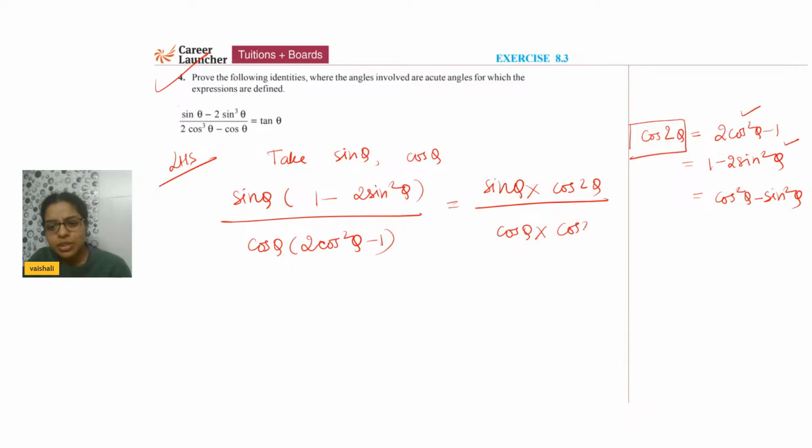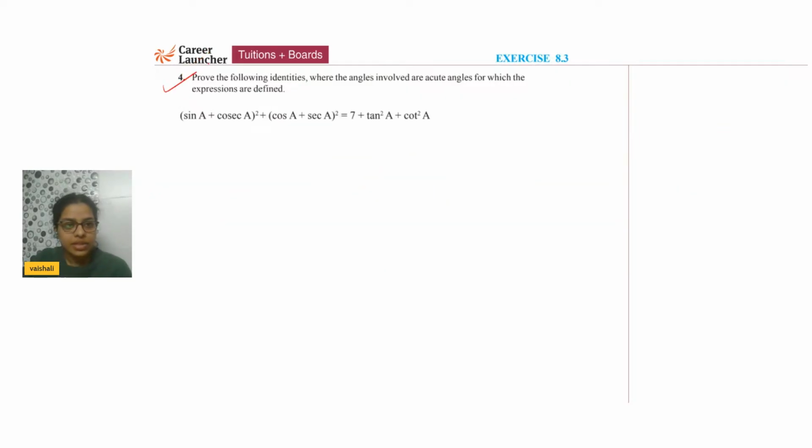So from this expression, I can cancel off cos 2 theta, and what you're left with is sin by cos, or it is in turn tan of theta. Right? So it means this is equal to the right hand side. Now this is the next question.